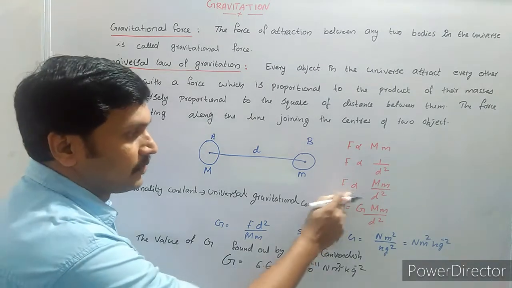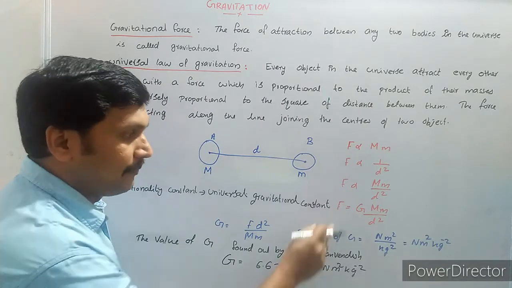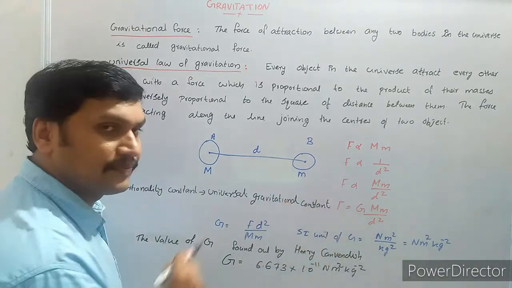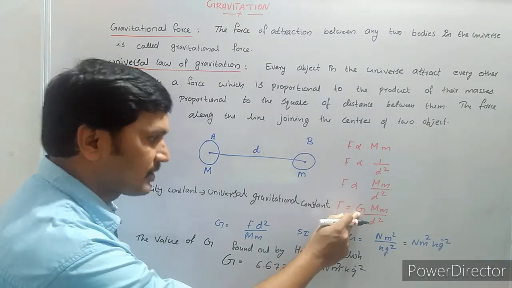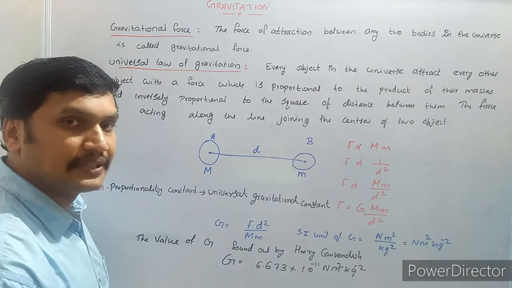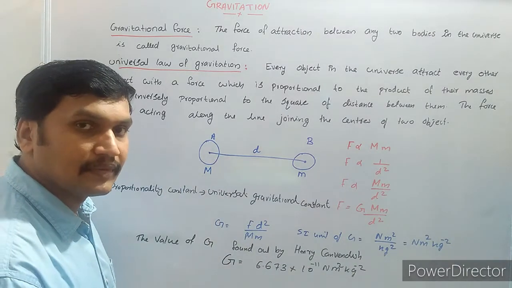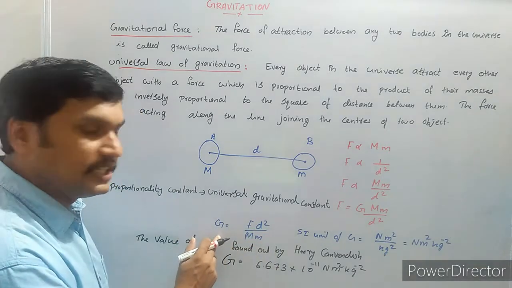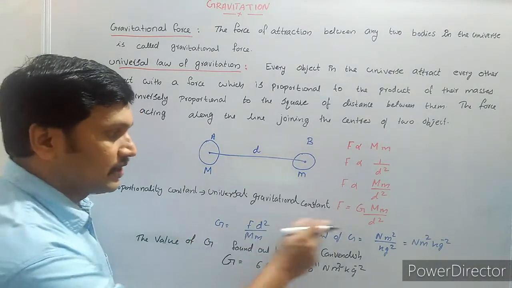And in order to remove this proportionality and make it an equation, we introduce a constant, and that constant of proportionality is known as the universal gravitational constant. The symbol is capital G. Okay, and we can write the expression for G, the gravitational constant.